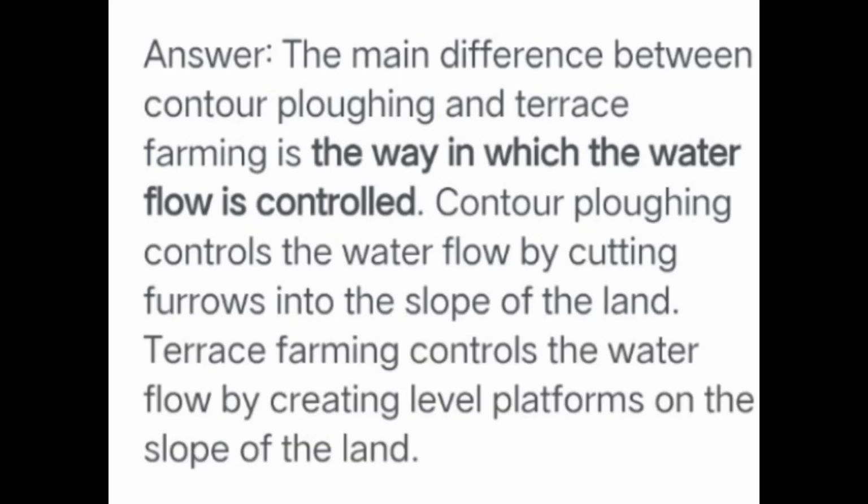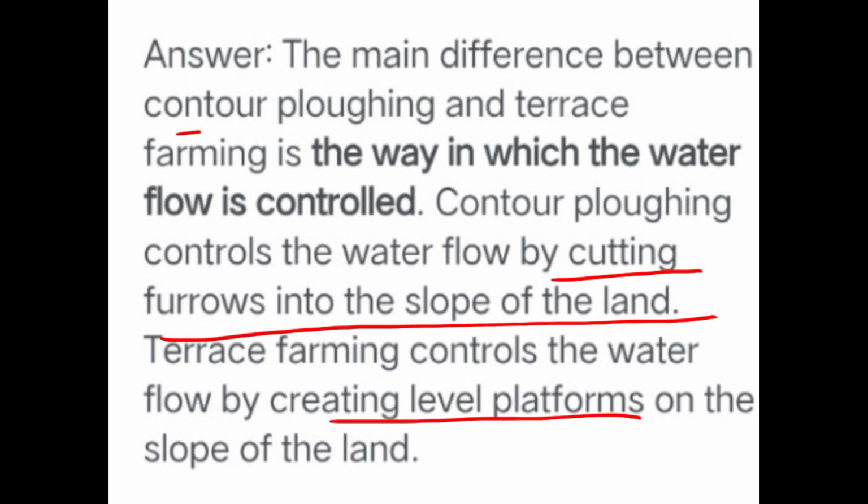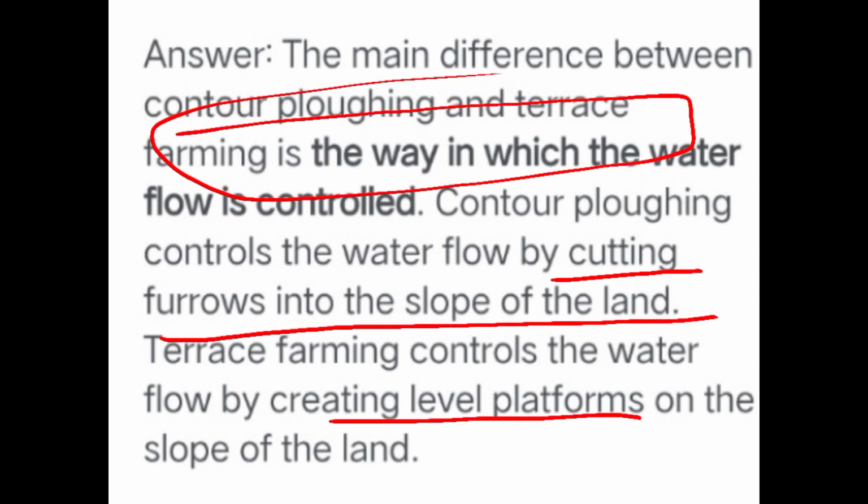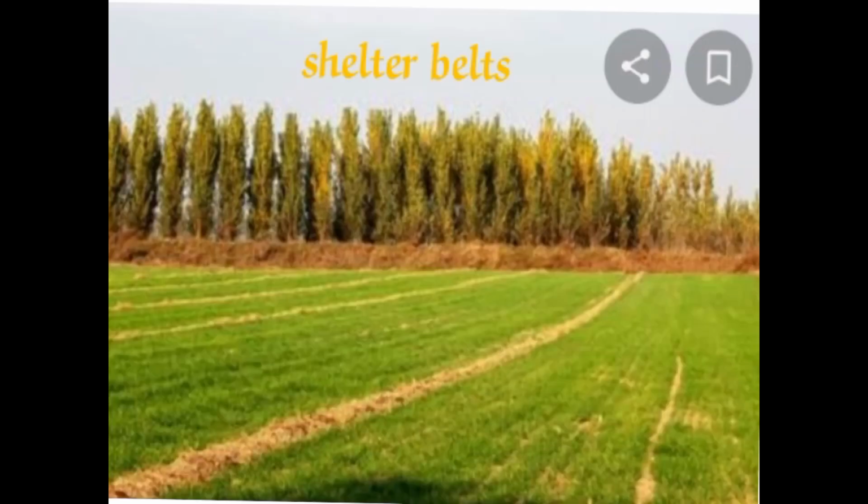What is the basic difference between contour ploughing and terrace farming? The main difference is the way in which the water flow is controlled. Contour ploughing controls water flow by cutting furrows into slopes of land. Terrace farming controls the water flow by creating level, big platforms on the slopes. Here also cultivation is done. Both reduce the flow of water.